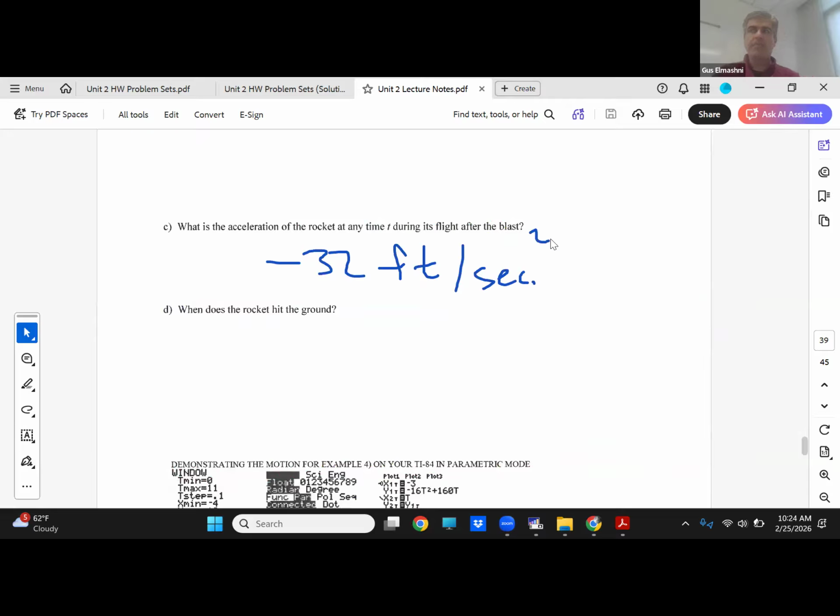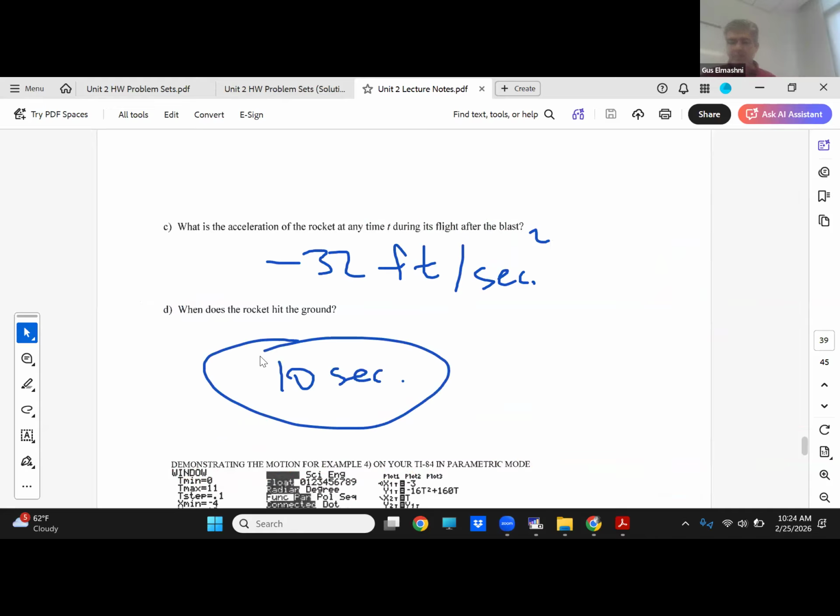Feet per second squared. And when does the rocket hit the ground? Well, that's at 10 seconds. That's easy. We just did some algebra for that one. I didn't have to do the calculus for that. So, okay, perfect. Good. We got a key thing done here.